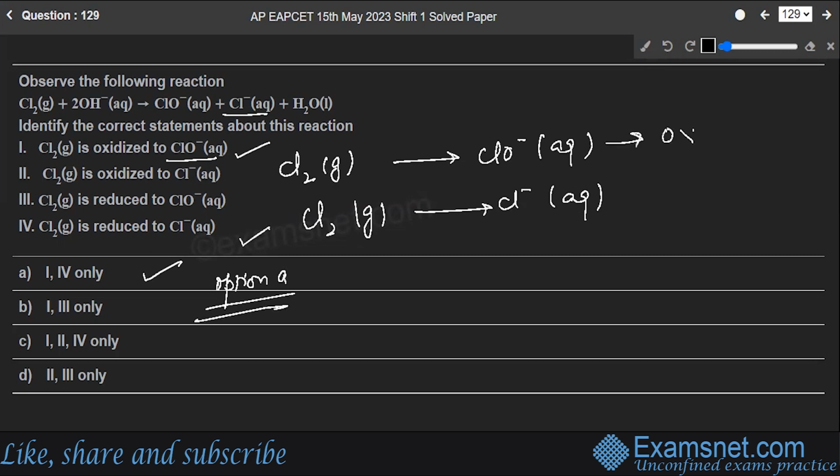Here, this is being oxidized and chlorine is being reduced. That's it. See, oxidized means it is gaining one of the oxygen atoms, and the negative charge is being introduced over here.